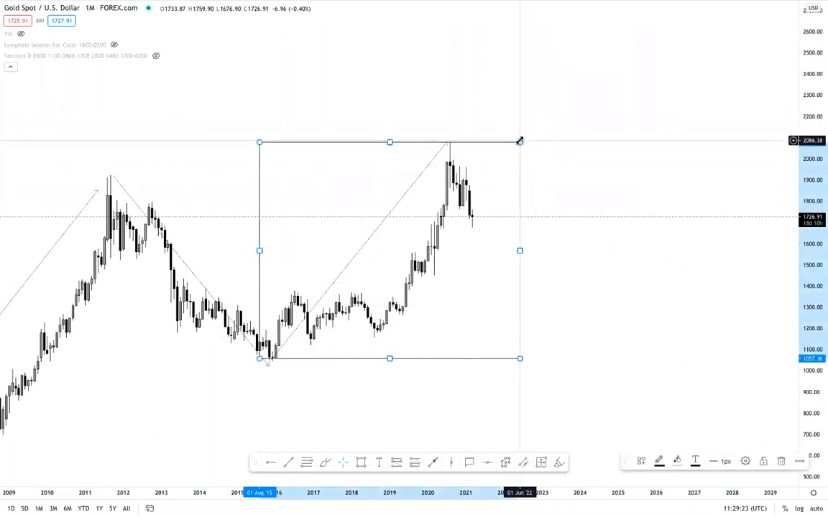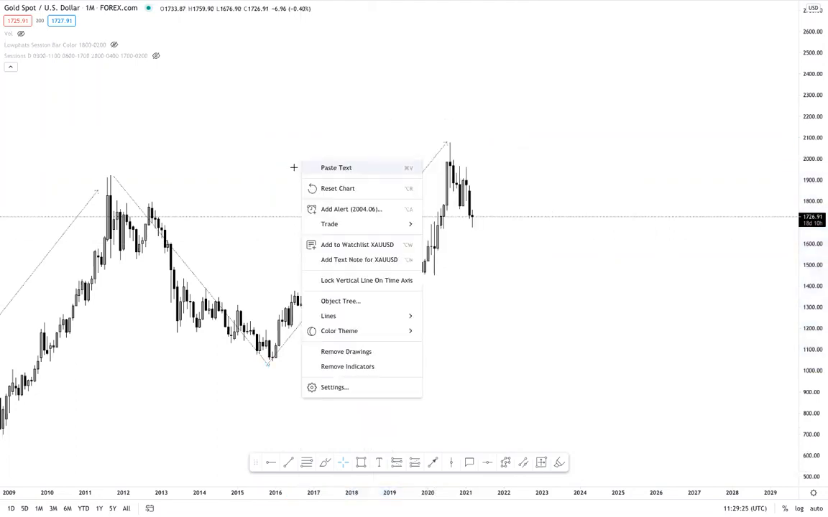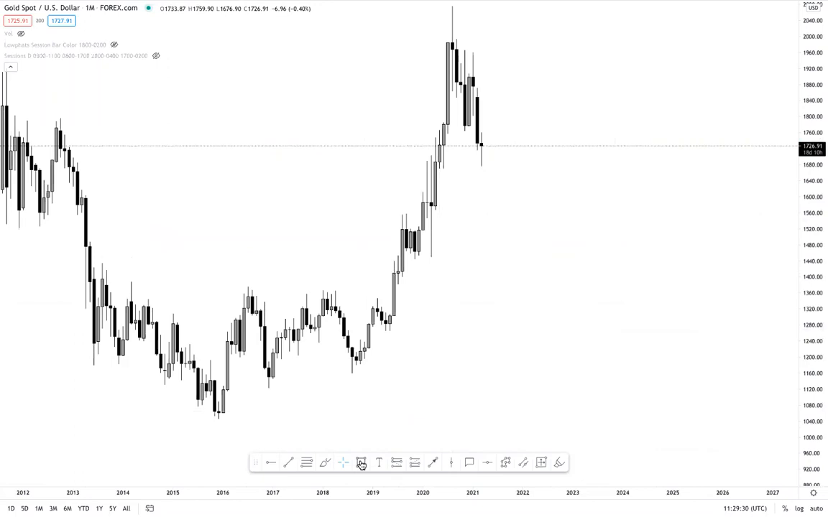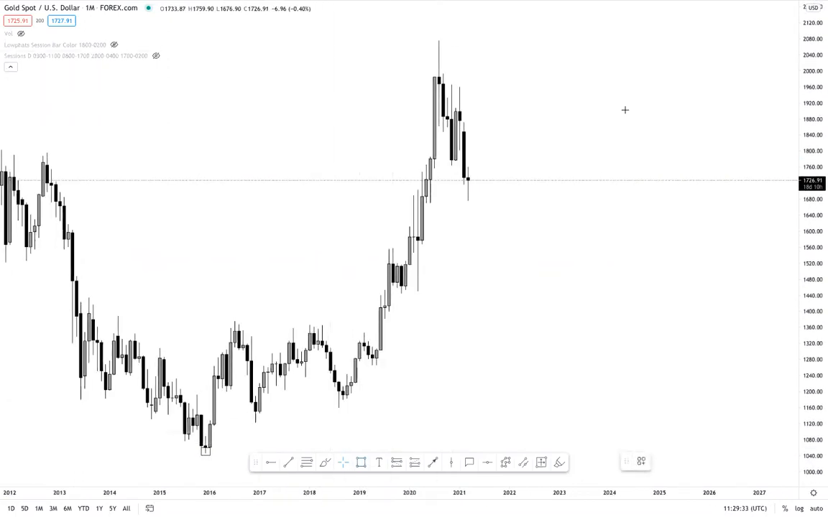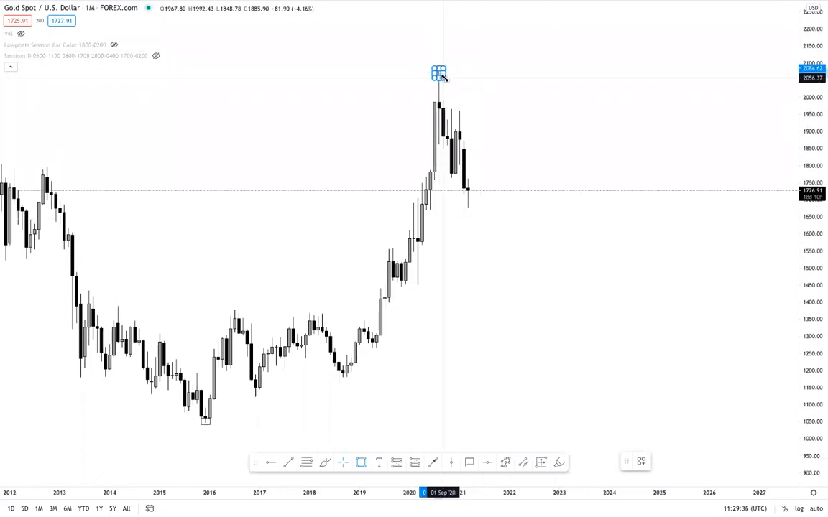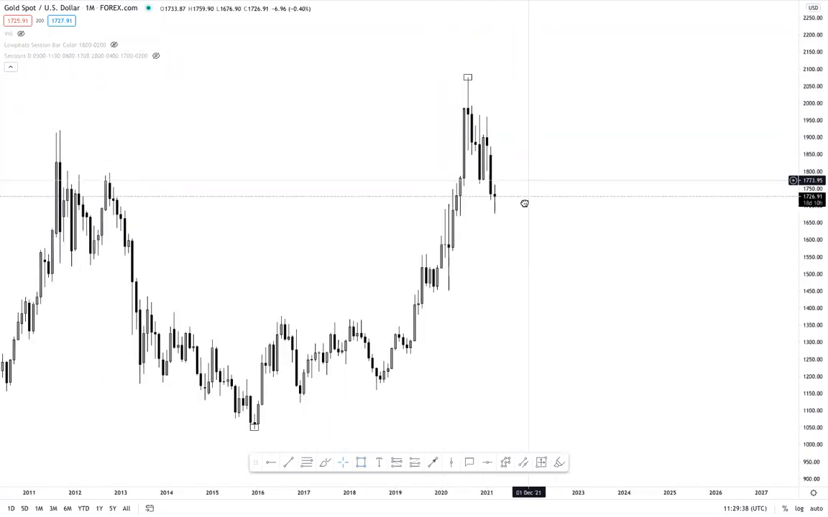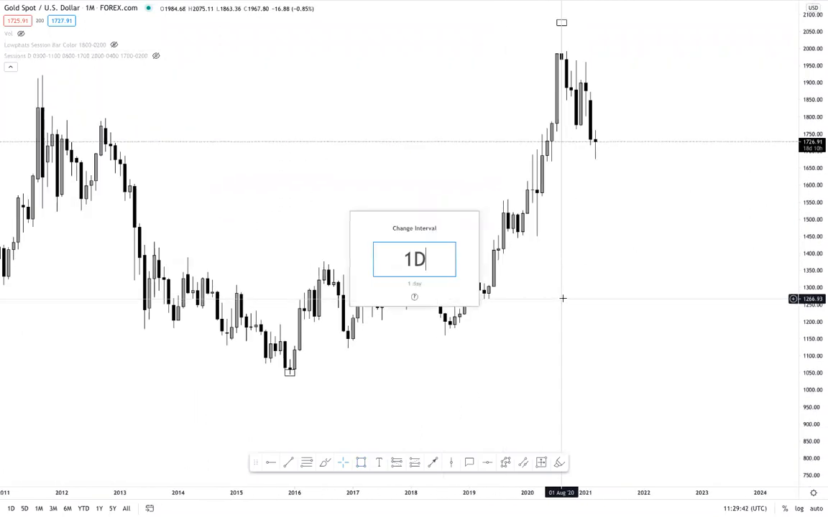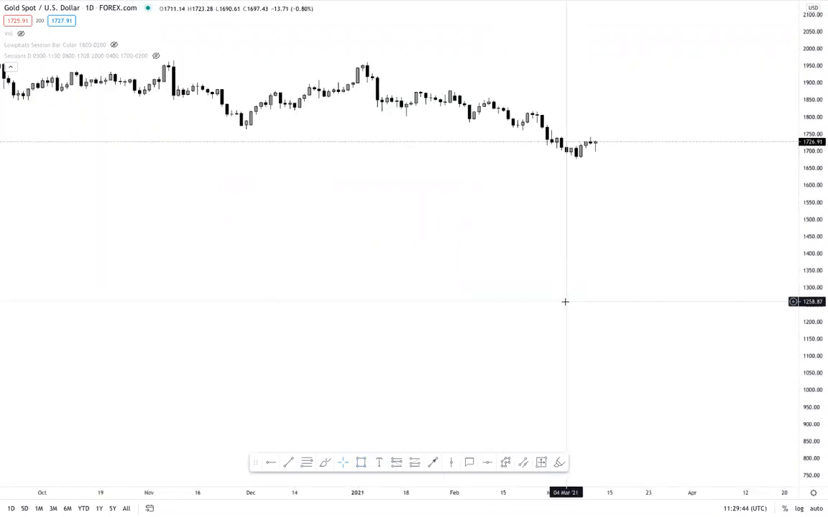So basically, let's continue. Now, this is my higher low. This is my current trading range. Higher low, higher high. All right, that's my current trading range. Now let's go into daily. The reason why I'm going to daily is because I want to look at structure.